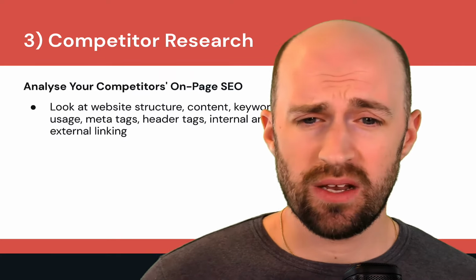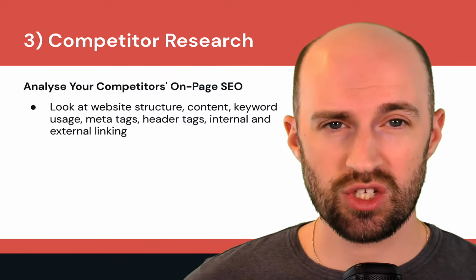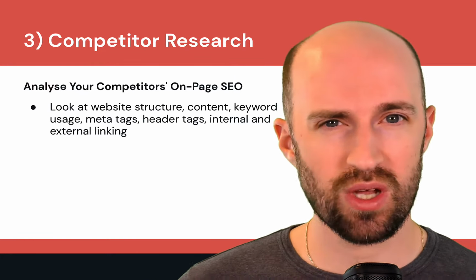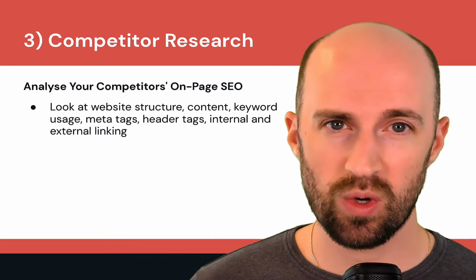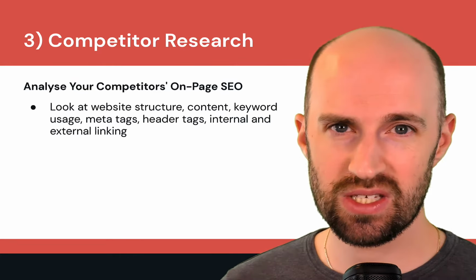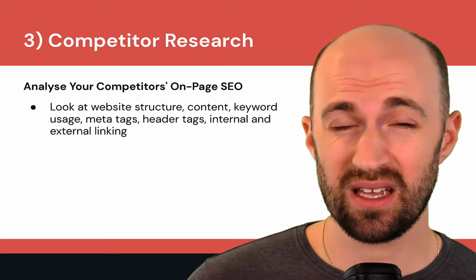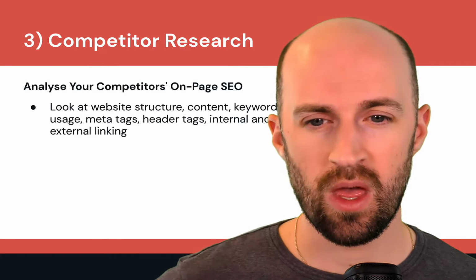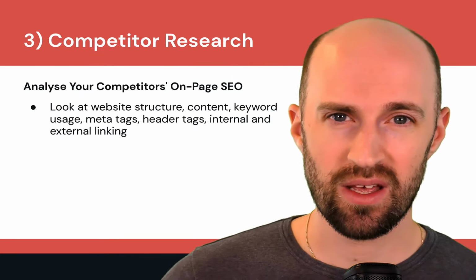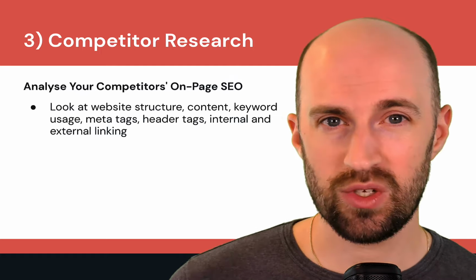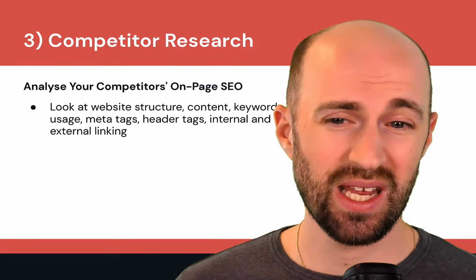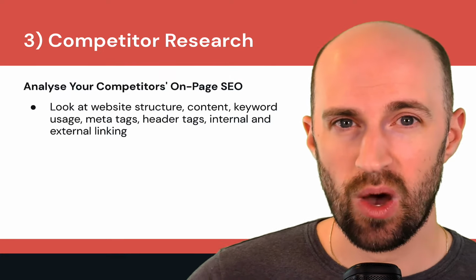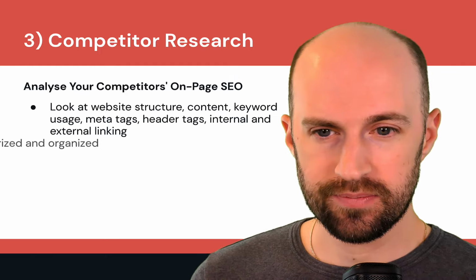Next is analyze your competitors' on-page SEO. So you want to look at their website structure, how is their content organized, what type of content they have, what topics have they written about, the keywords that they've used, the meta tags. Are they optimized? Do they have a title tag? Do they have an H1? Do they have a well-written meta description? How's their header tags that break their content up into small sections? Look at their internal and external linking. All of these things give you clues as to how well they're doing currently.